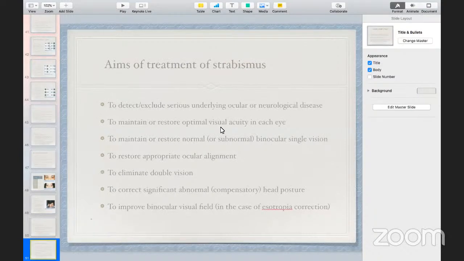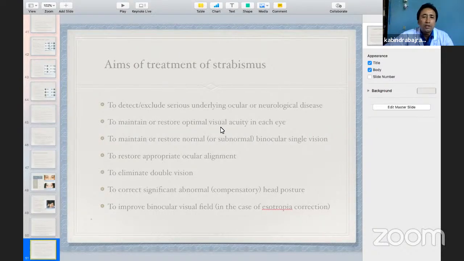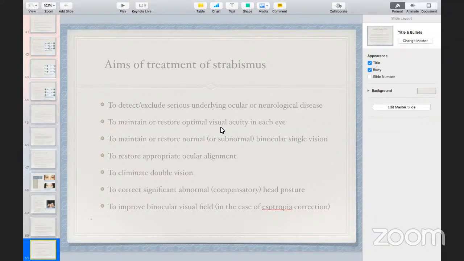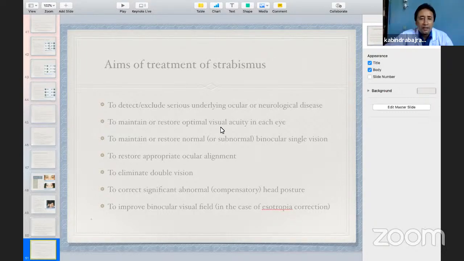Now we'll briefly talk about the treatment part of strabismus. We have briefly talked about the evaluation. The aim of treatment of strabismus is firstly to detect and exclude any ocular or neurological disease. For example, in case of acute strabismus in childhood, we should always rule out intraocular space occupying lesion, because there can be one; if acute onset, this is mandatory. And to maintain or restore optimal visual acuity in each eye, and to have binocular single vision, not always perfect, subnormal binocular single vision, to restore appropriate ocular alignment, to eliminate double vision, to correct significant compensatory head posture, and to improve binocular visual field in case of esotropia.